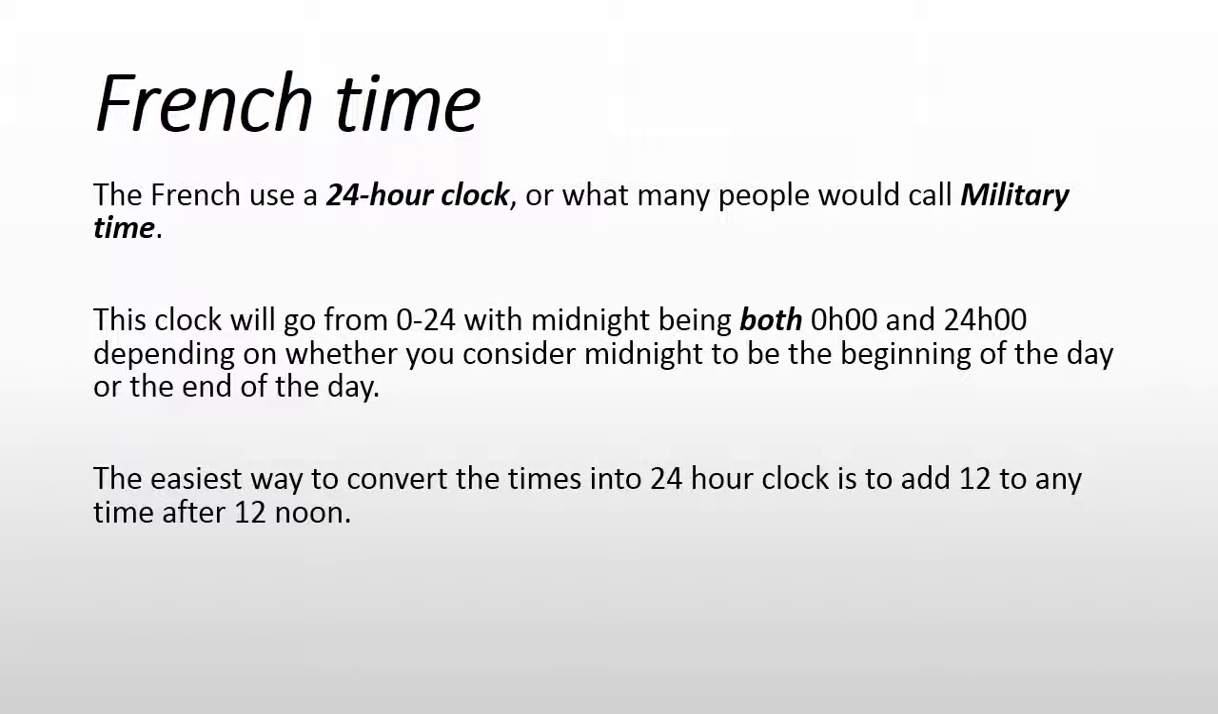Now, converting times into military time. A lot of people find this tricky, but it's very easy. The easiest way to do this is to add 12 to any time after noon. So think about it this way. I gave you an example: 1 o'clock p.m. After noon, we go to 1 o'clock. We took 1, we added 12 to it, and we got 13. So this one would be 13 heures. 13 heures.